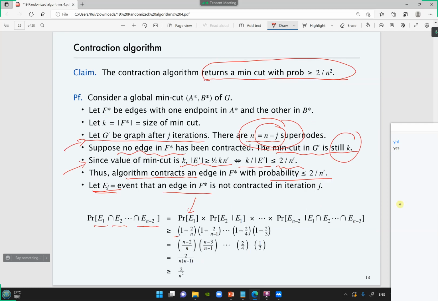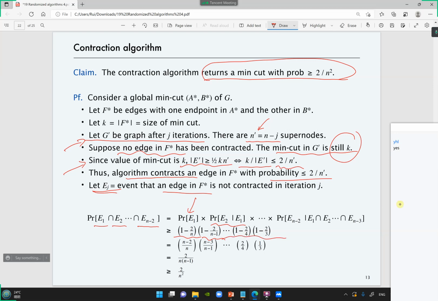So therefore you have that the probability of E1 is going to be this. And then the probability of E2, that in the second round you don't contract a min-cut edge, is going to be at least 1 minus 2 over n minus 1, because in round 2, m prime here is equal to m minus 1. And so in general, the probability of EJ is going to be at least 1 minus 2 over n minus j. So you can write out the entire probability like this.